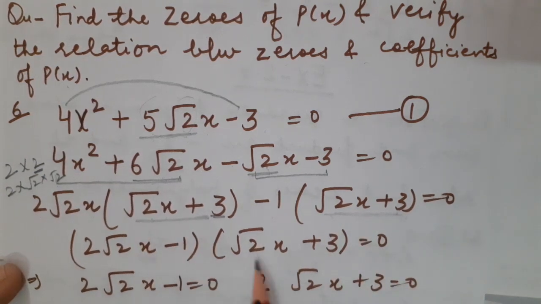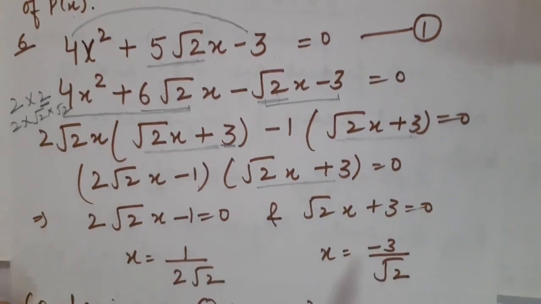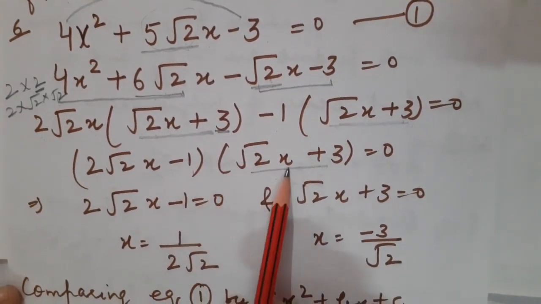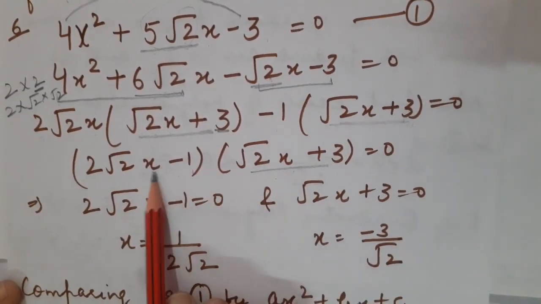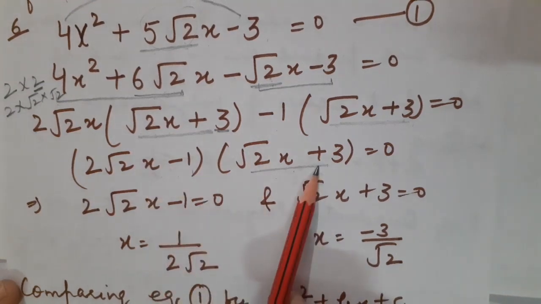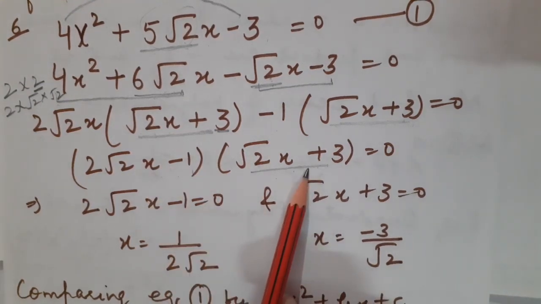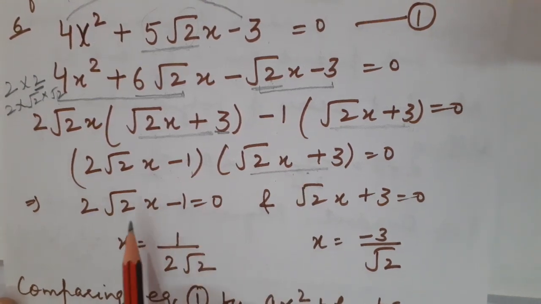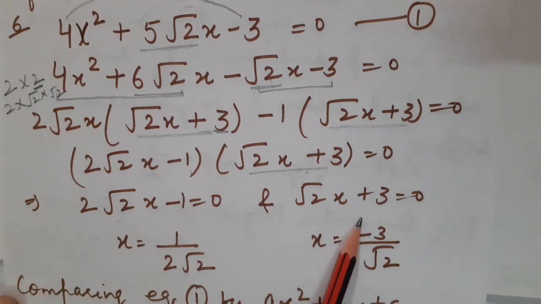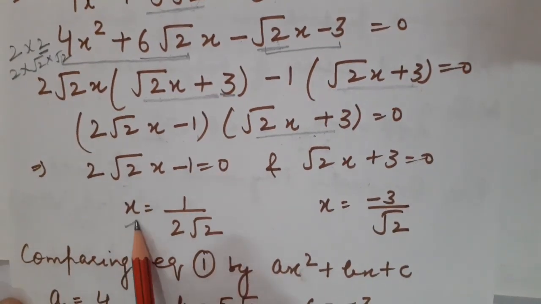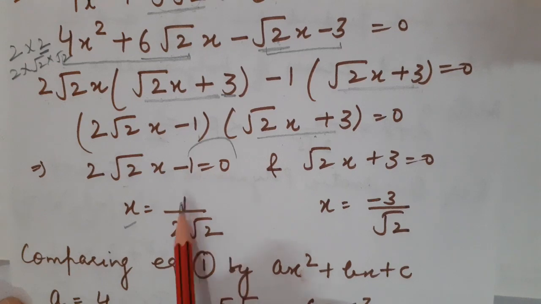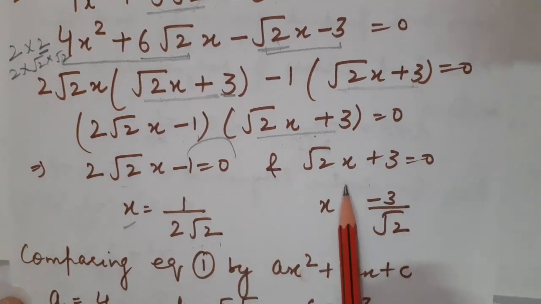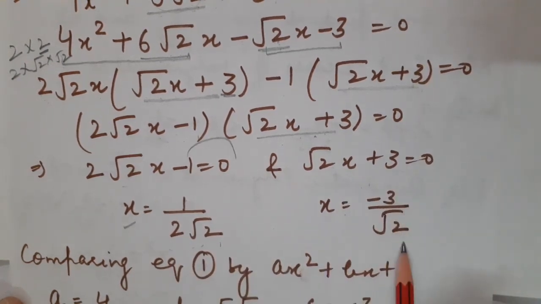This root 2x plus 3 will be written once. And what is the left part? That is 2 root 2x minus 1. Correct, children? Now as the product of both the expressions is 0, either one is 0 or the other is 0 or both are 0. Because I have to calculate the zeros of a quadratic polynomial, there are 2 zeros. So I am going to put both the expressions equal to 0. So now what is the value of x? From here I have got 1 upon 2 root 2. And from here I have got minus 3 upon root 2.